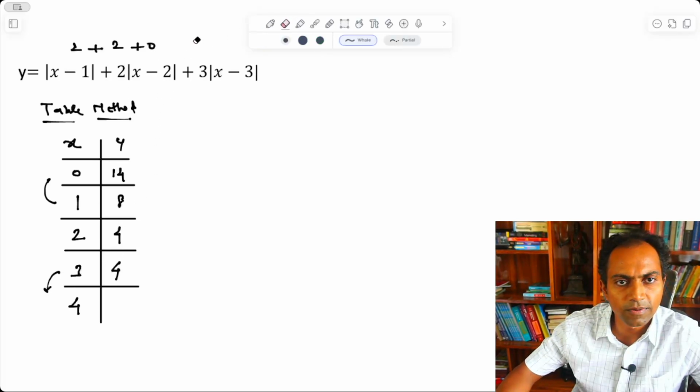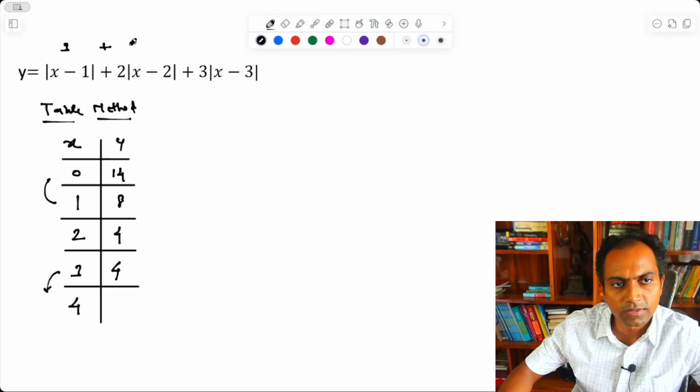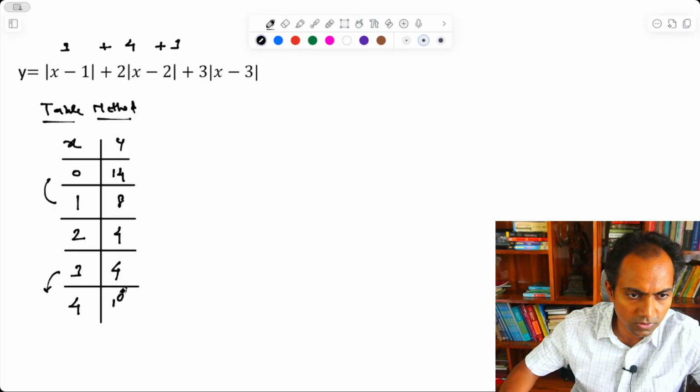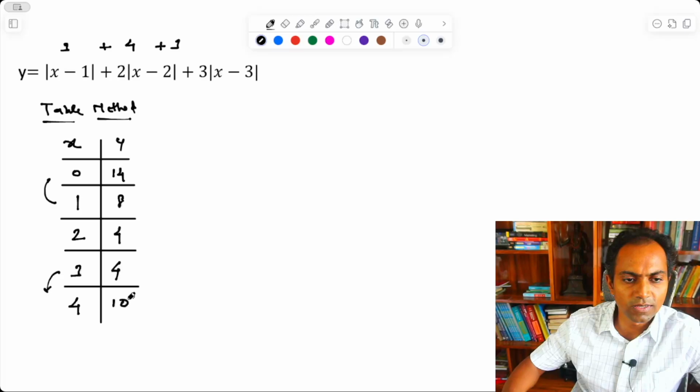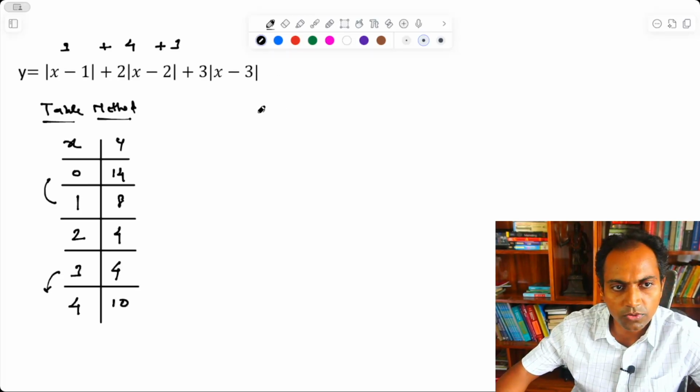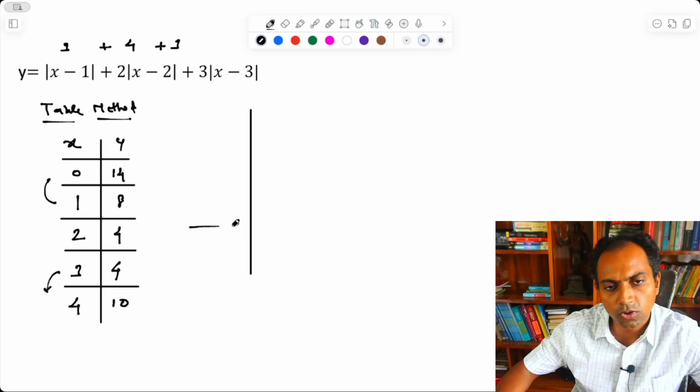And if I put the value as 4, the first one becomes 3, the second becomes 4, and the last one becomes 3. So, it becomes 6 plus 4, 10. Okay, so, once you have done this, the next step starts. Now, we are going to draw a graph and denote all of these points on the graph.